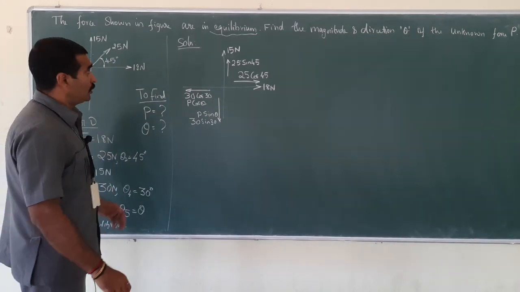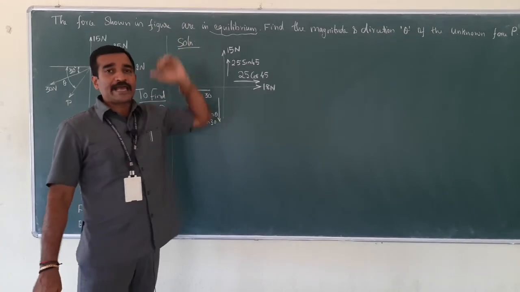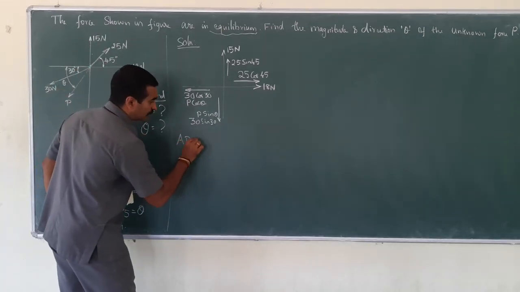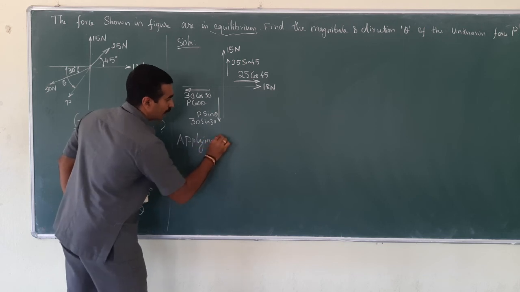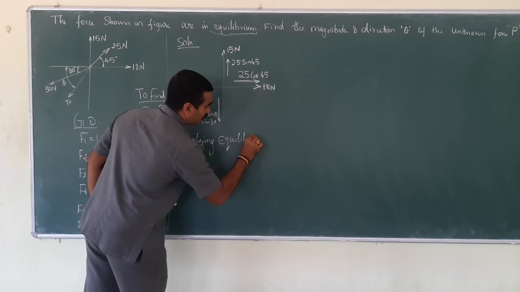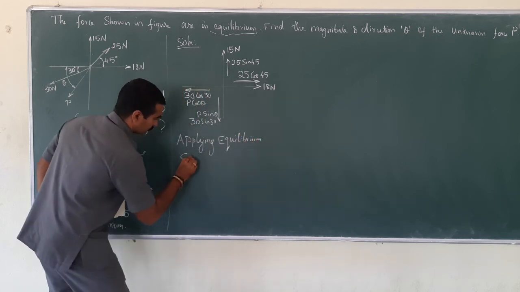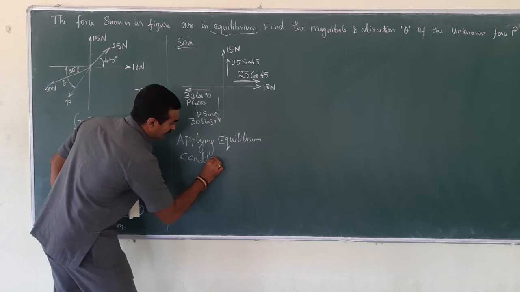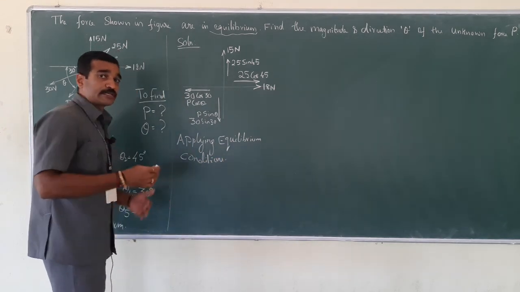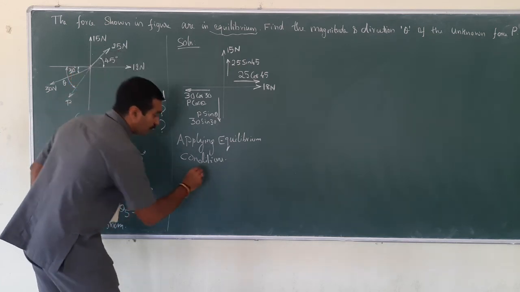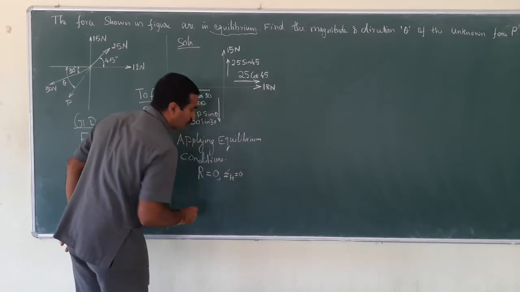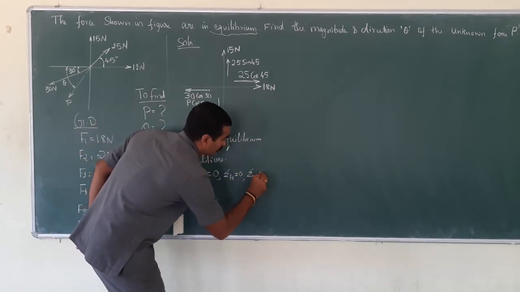Got it? So, as far as this question is concerned, it is mentioned as equilibrium. So, applying the equilibrium condition, what does it say? Resultant is 0, therefore summation H and summation V equal to 0.